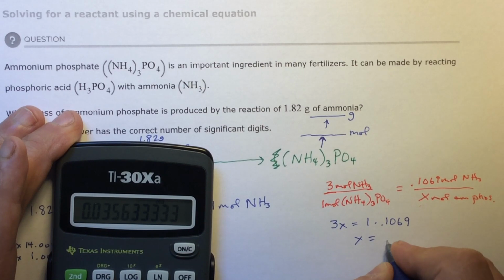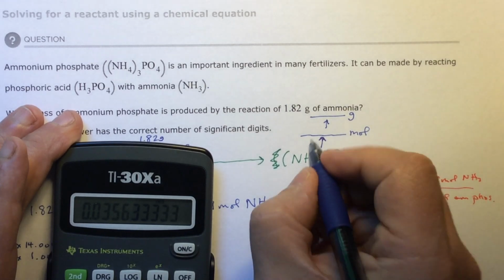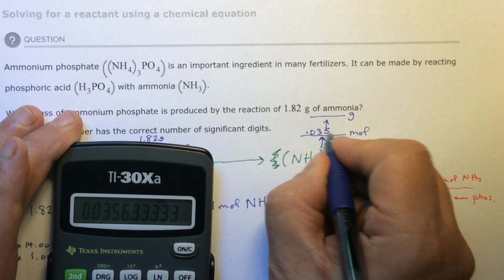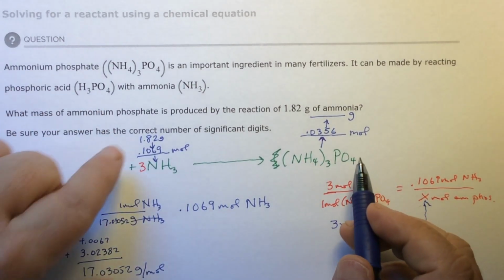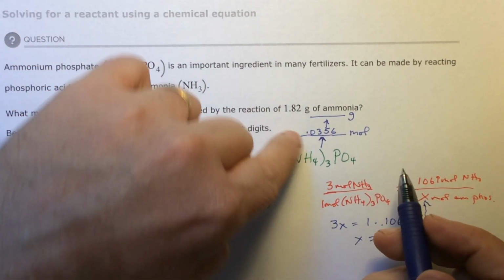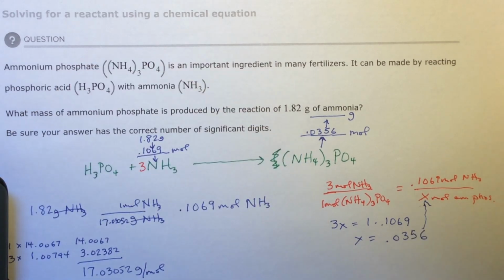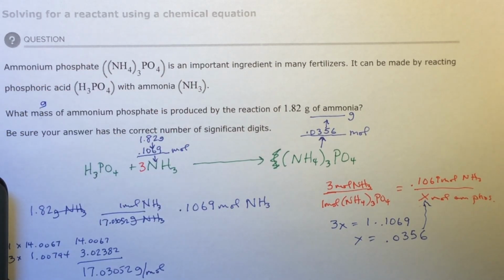X is equal to 0.0356. Okay, that's going to be here, 0.0356. So if you give me 1.82 grams of ammonia, I can make you 0.0356 moles of ammonium phosphate. Now, they didn't ask for moles, they asked for grams. What's mass? So mass is in grams. What's the mass of that?